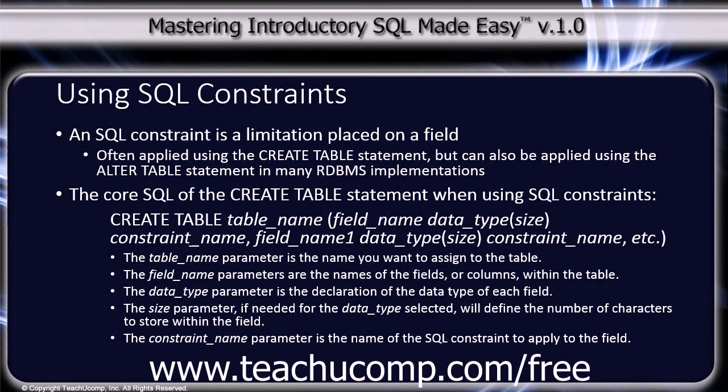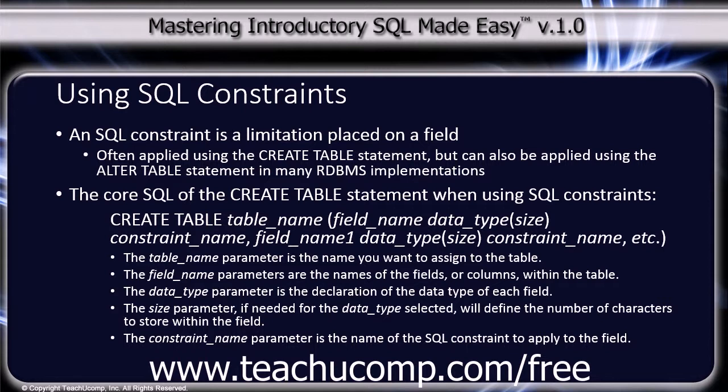The core SQL syntax to apply constraints when using the create table statement is shown below. The syntax is create table, then the table name parameter, then the open parenthesis and the first field name, followed by the data type and the size parameter if needed, then the constraint name to apply to that field, then a comma, and then the series of field names, data types, and constraint parameters is repeated until all the field names for the table have been entered.